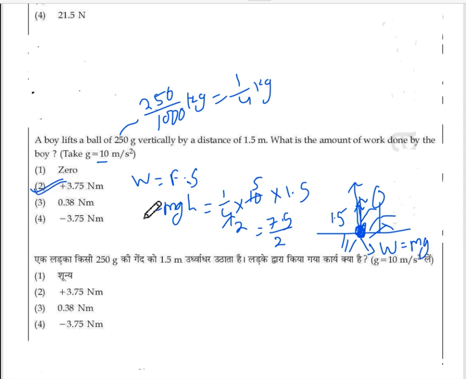So 3.75, and it is taken as positive because the force is applied. The other one would be negative 3.75, but here we take positive because the force is applied in the upward direction and the object is also moving in the upward direction. That means force and displacement are in the same direction, so cos theta is 1, theta is 0, and cos 0 is 1. So I can say it is positive.